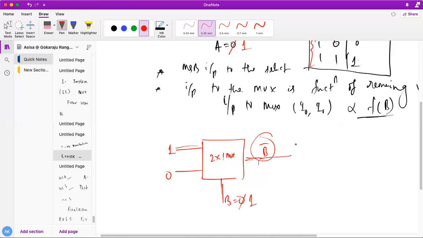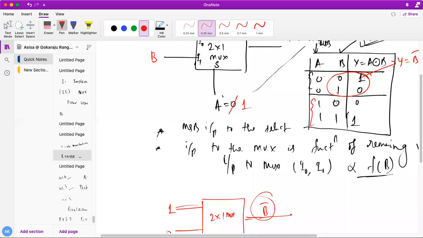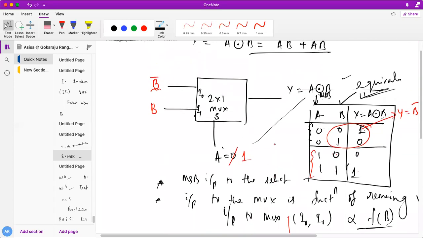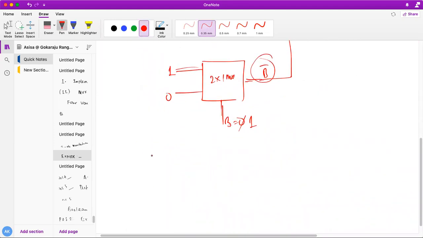This will be directly connected to here. Very simple. This is going to be connected over here, nothing else. You can just connect it here. So this is my XNOR gate using 2x1 muxes. So how many 2x1 muxes did we require? We required two 2x1 muxes in order to design an XNOR gate.